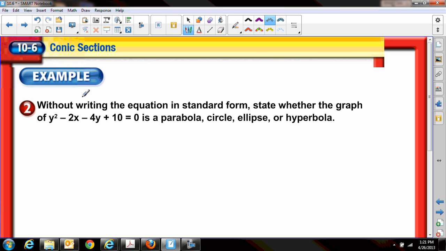Same question. This time, equation y squared minus 2x minus 4y plus 10 equals 0. As I analyze this equation, I notice, hey, there's a y squared, but where's my x squared? There is no x squared. If you only have one square, it means the other one is 0, which means this has to be a parabola.